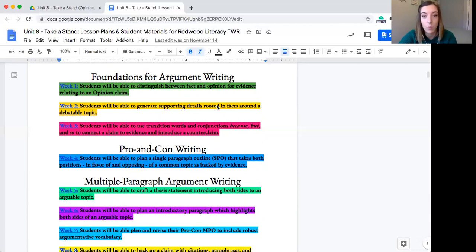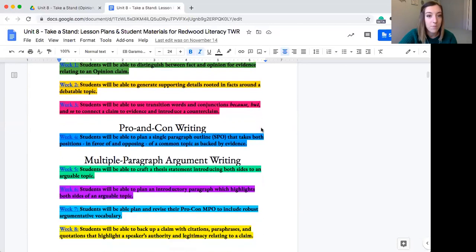After they've done some work on supporting details, they'll then move back into that sentence structure work that you've had throughout the units around conjunctions like because, but, and so. So ultimately, in this unit, these students already have a ton of background knowledge on these strategies. The goal here is that it's really focused in on argumentative writing. So all of the work around because, but, so conjunctions is going to just really support them to make their writing awesome. From there, you'll move into some pro and con writing.